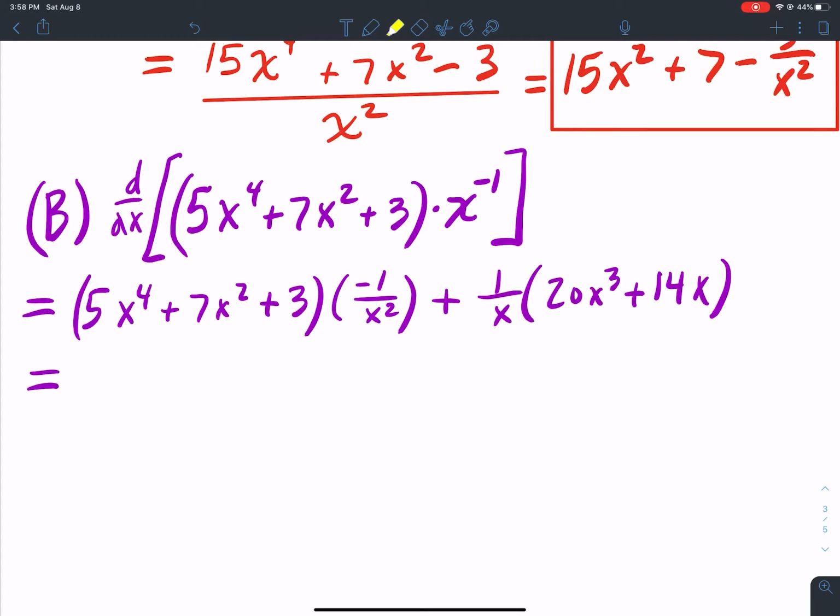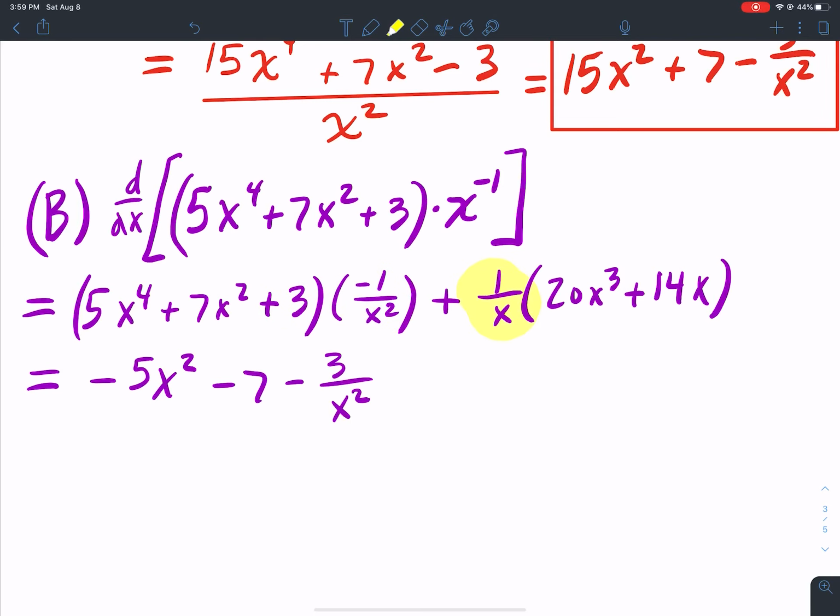Now, simplifying here, x squared in the denominator, x to the 4th in the numerator, the top wins by 2. So it's negative times a positive is a negative 5x squared. And then I have x squared and x squared cancel, but a negative 1 and a 7 make a negative 7. And then this times this, that's just negative 3 over x squared.